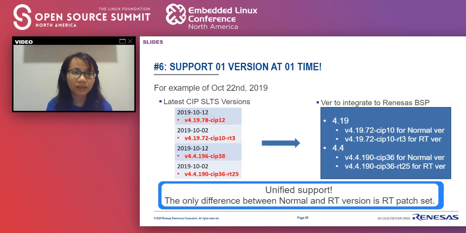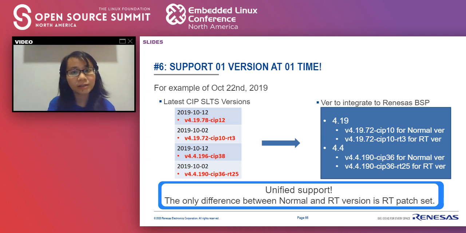Next, experience number 6. We support one version at one time. For example, in October of 2019, for 4.19, we support CIP12 for normal and CIP10 for real time. And for 4.4, CIP38 for normal and 36 for real time.